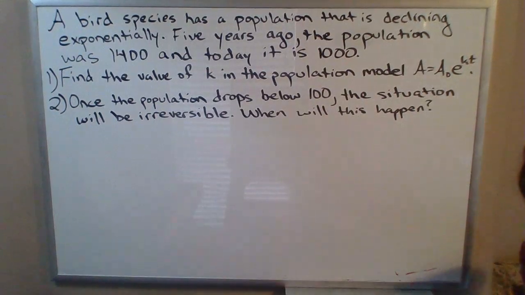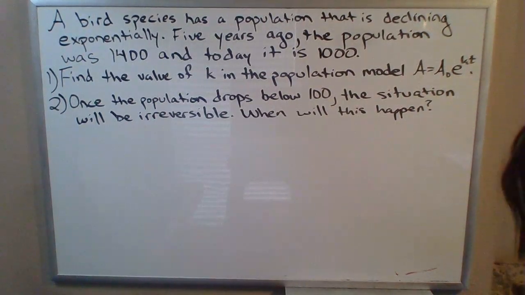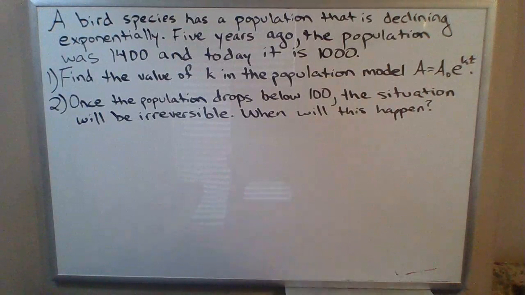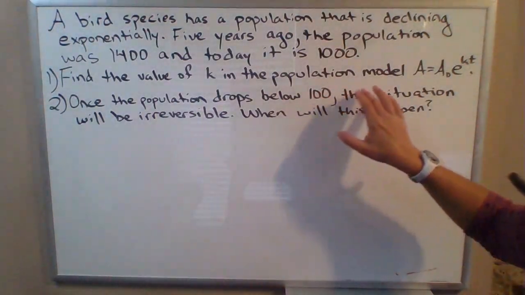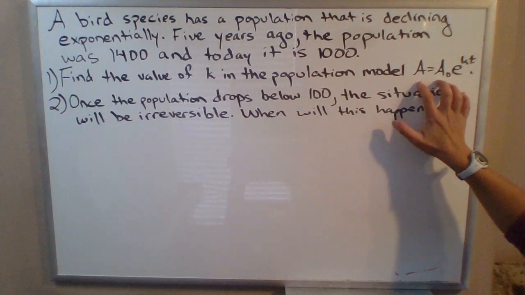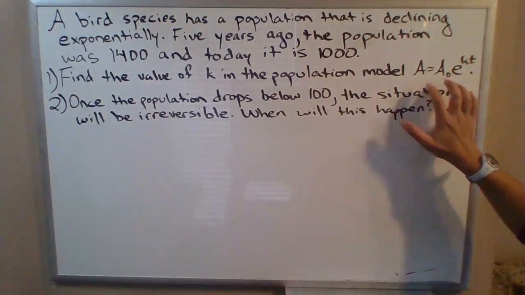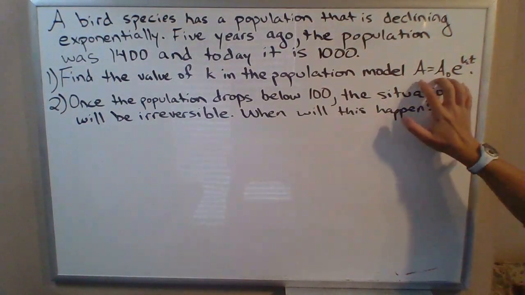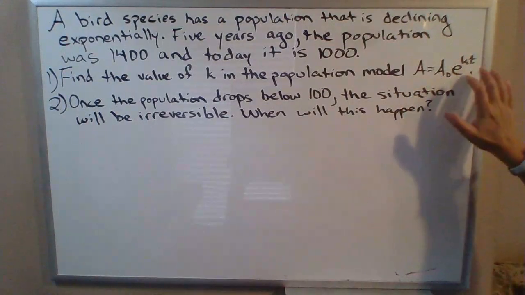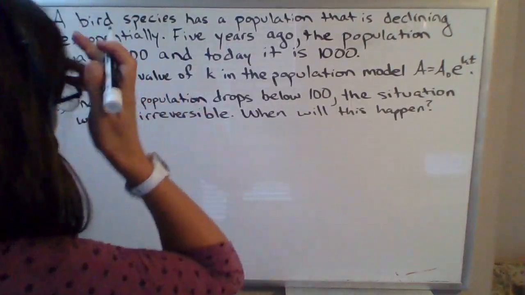So one more example using population models. In this case, a bird species has a population that is declining exponentially. 5 years ago, the population was 1,400, and today it's only 1,000. So first question is find the value of k if we want to use a population model of this standard form we've been talking about in this section. So A equals A naught e to the kt. And then we'll get into question 2 in a minute.